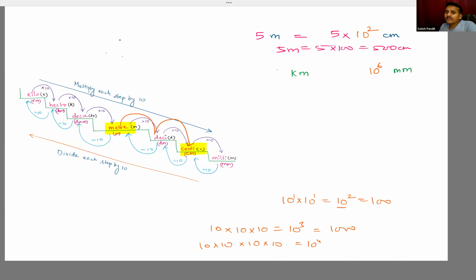Similarly, suppose I want to convert 7 kilometers into millimeters. So 7 into 10 to the power 6. Whatever constant is there, you directly multiply. You don't have to write this in expanded form because this is enough. 7 into 10 to the power 6 millimeter. So 7 kilometers is this much millimeter.